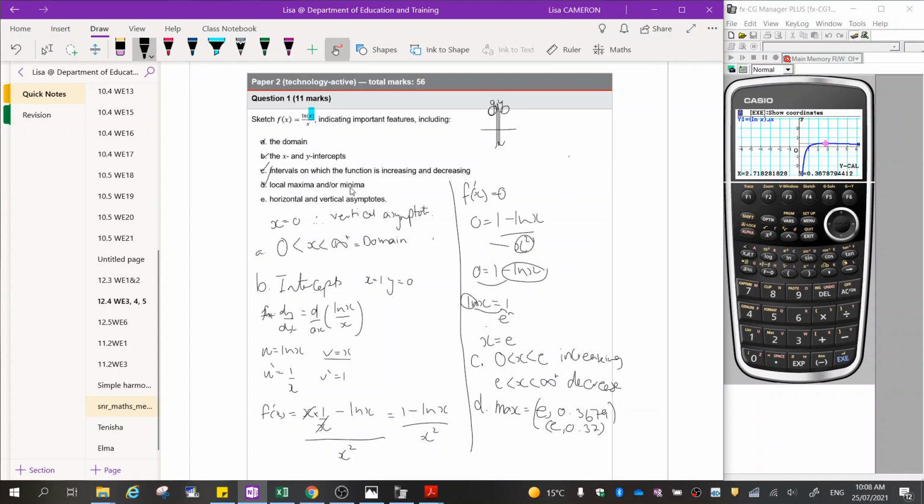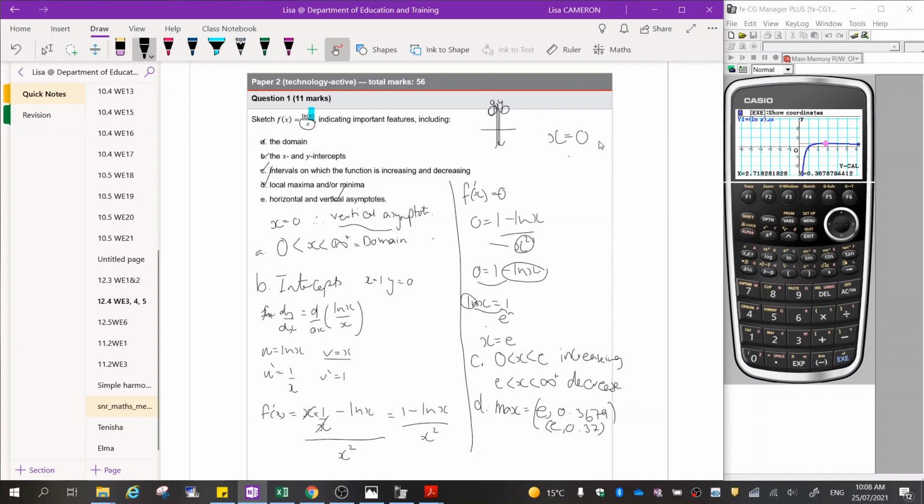Horizontal and vertical asymptotes. So we've already determined the vertical asymptote is when x equals 0. The horizontal asymptote is when, what is y equal to? Okay, so we're looking at solving the denominator here. We want the values of that to equal 0. So in this case, x equals 0 as well.